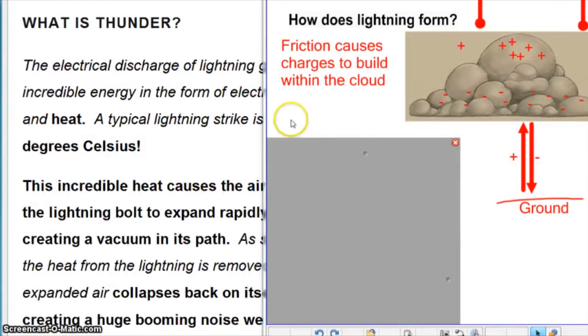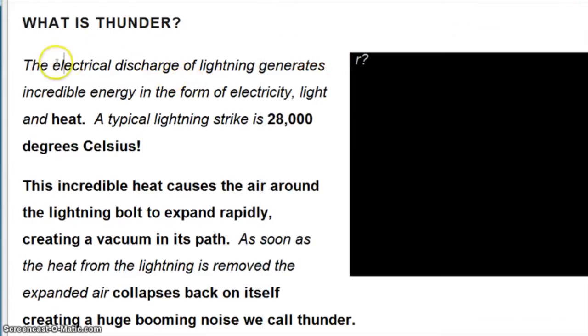Now that we've covered lightning, I think we should cover thunder really quickly. The electrical discharge of lightning generates incredible energy in the form of electricity, light, and heat. A typical lightning strike is about 28,000 degrees Celsius. This incredible heat causes the air around the lightning bolt to expand rapidly, creating a vacuum in its path. As soon as the heat from the lightning is removed, the expanded air collapses back on itself, creating a huge booming noise we call thunder.